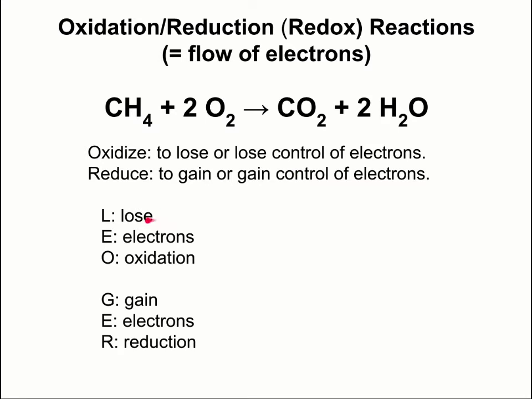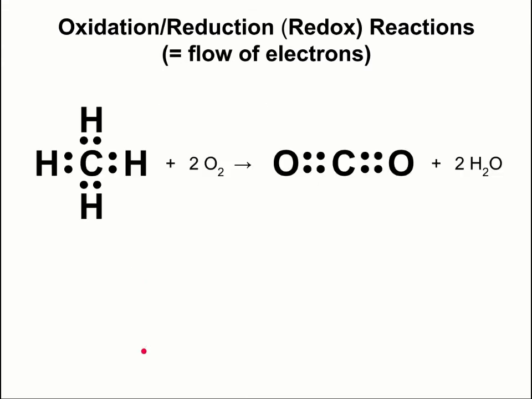But to help, keep in mind the mnemonic device LEO-GER. Lose electrons oxidation, gain electrons reduction. Here is the oxidation of methane once again. This time I've tried to show the electrons in some of the compounds. But once again, it's methane plus 2 oxygen yields carbon dioxide plus 2 water.